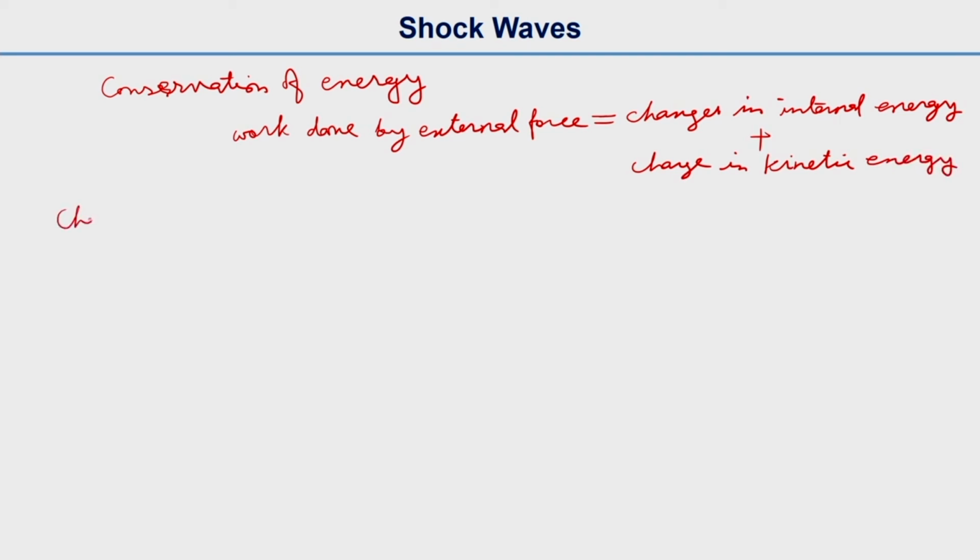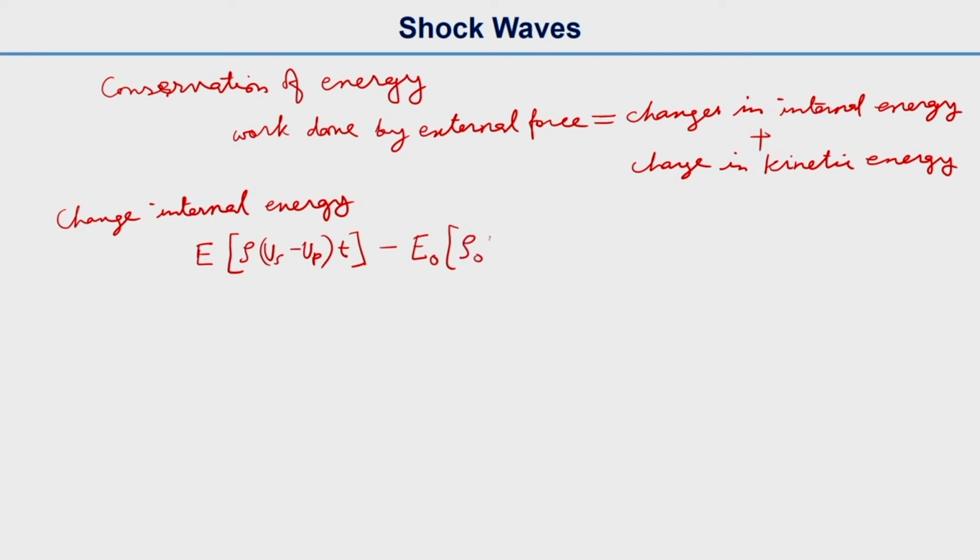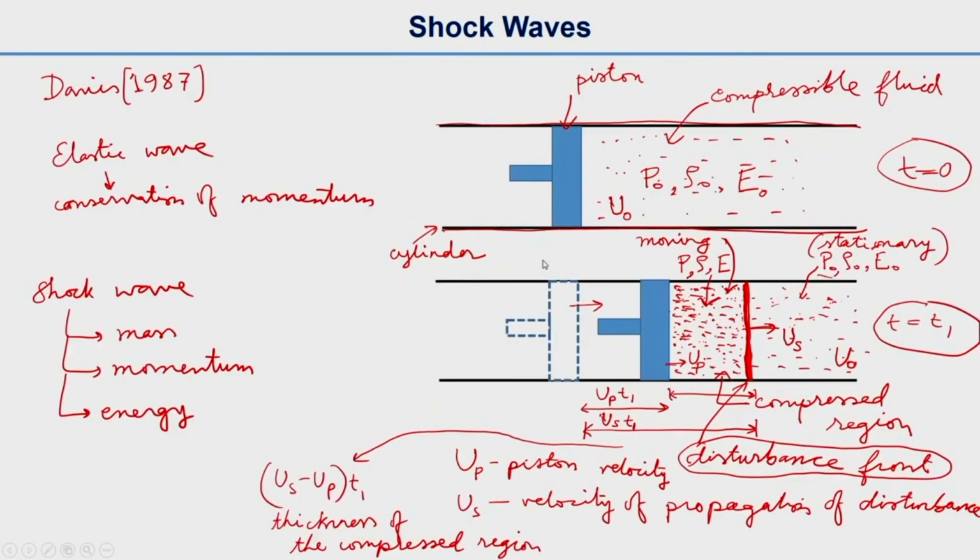So the change in internal energy in this case is E, the internal energy per unit mass, times the mass. The change in the final internal energy will give us rho (Us minus Up) T, which is the mass of that, and then rho naught Us T. We'll see this from the figure.